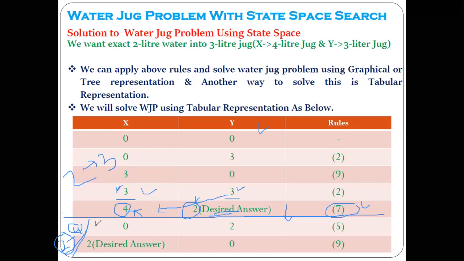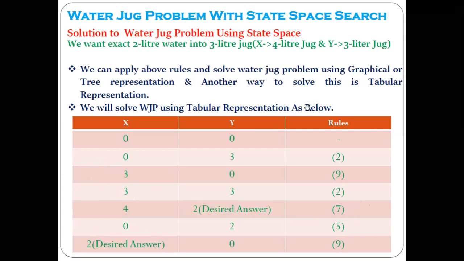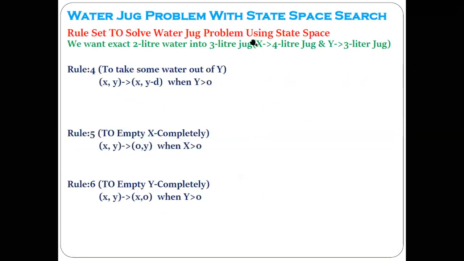We'll empty the x completely, which means we'll make x 0. To make x 0, we'll apply rule number 5. Now what is rule number 5 saying? Let's see. To empty the x completely, you can use the state space representation rule like this: x comma y implies 0 comma y.